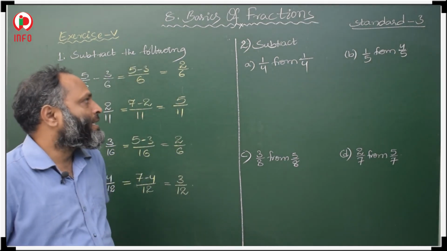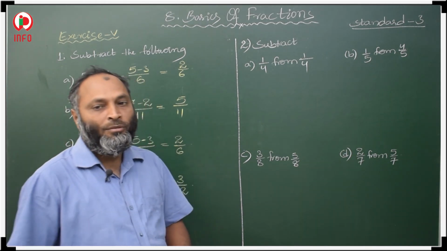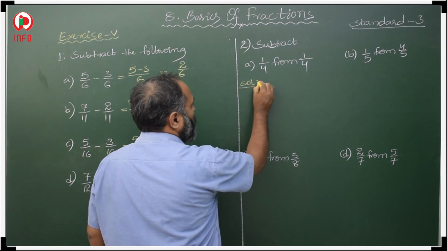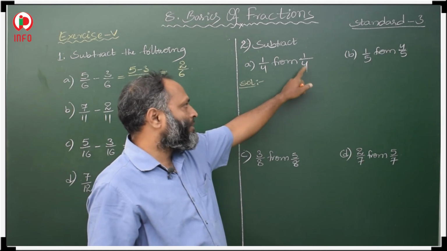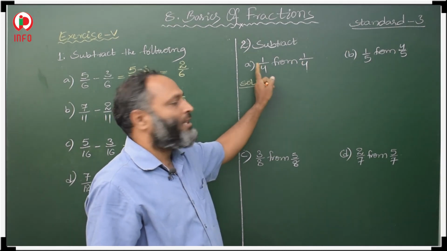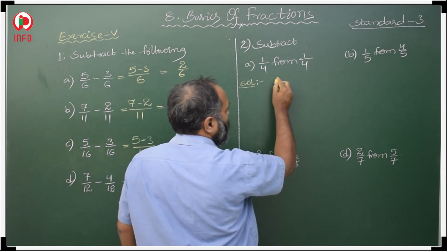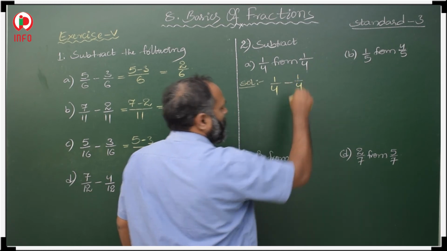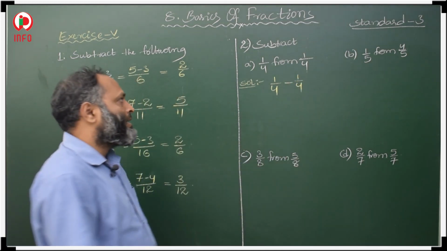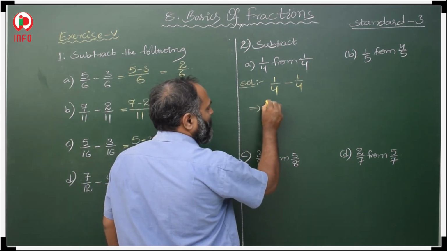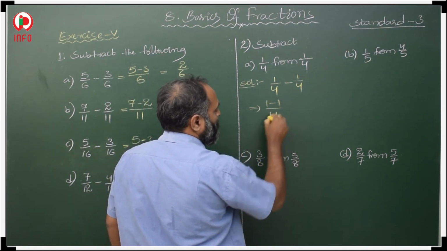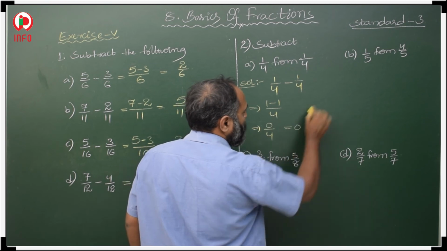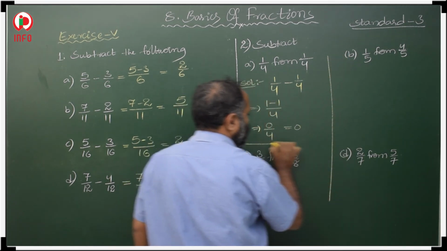In that bit, what is being asked is: subtract 1 by 4 from 1 by 4. It means we take the first number, 1 by 4, and from this number we subtract the other, so 1 by 4 minus 1 by 4. The difference of the numerators is 1 minus 1 by the common denominator 4. 1 minus 1 is 0, so 0 by 4, which is 0. The answer is 0.